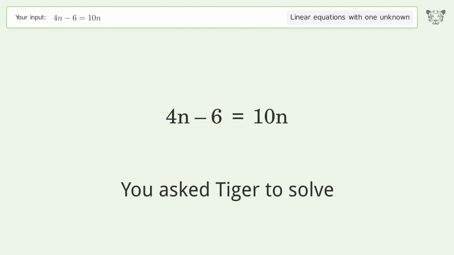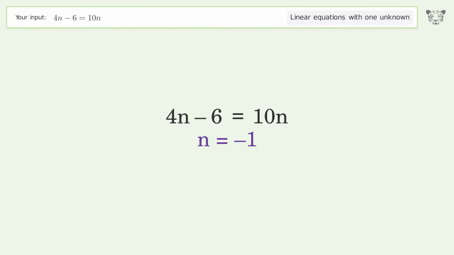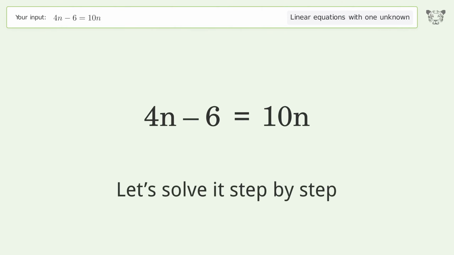You ask Tiger to solve this. This deals with linear equations with one unknown. The final result is n equals -1. Let's solve it step by step.